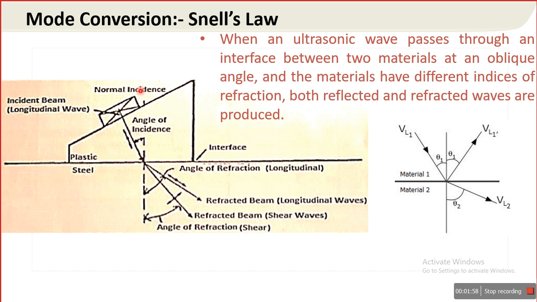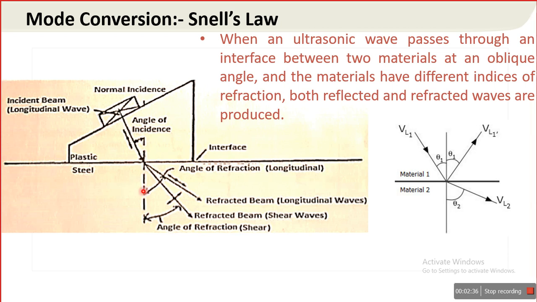If you see here, this is the transducer which emits the longitudinal wave. Along with this vertical axis, this longitudinal wave makes an angle of incidence. So first the sound wave transmits into the plastic material, and the remaining sound can transmit into the steel material. So here, the angle of refraction gives us a longitudinal wave.